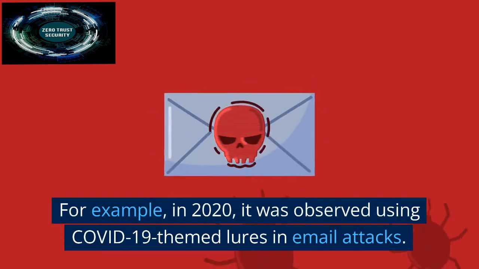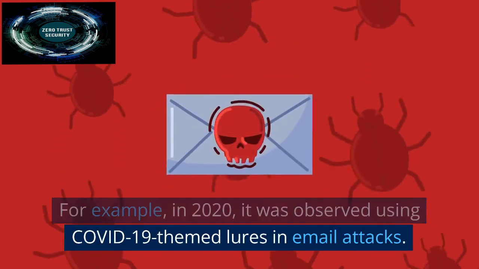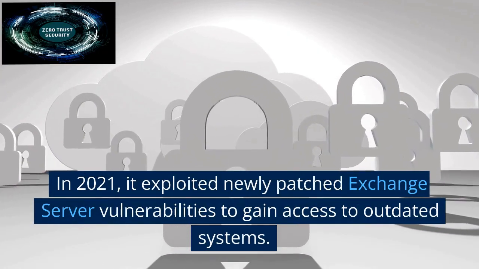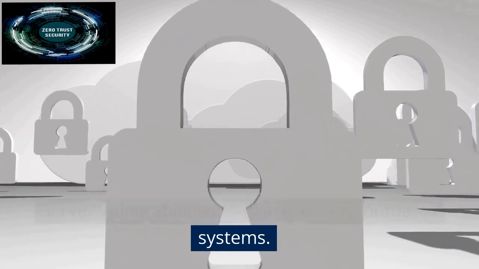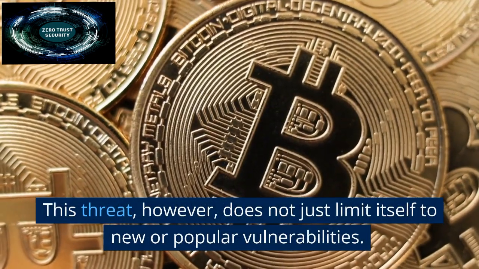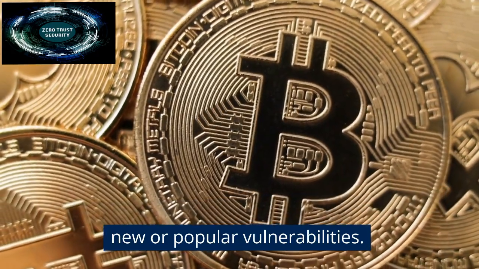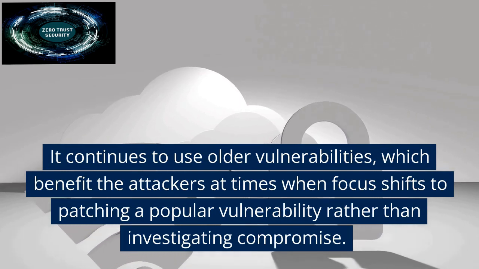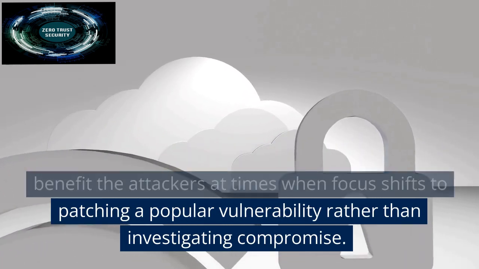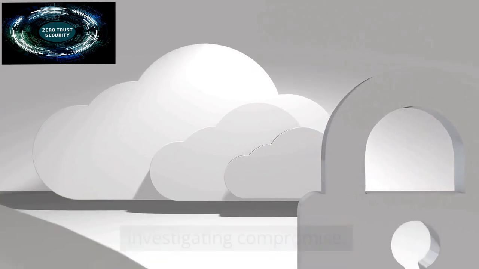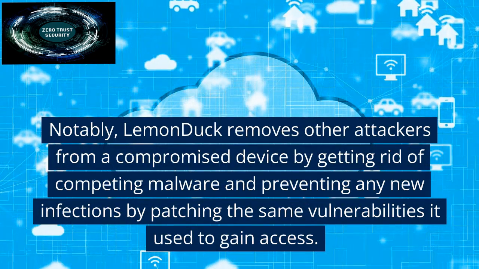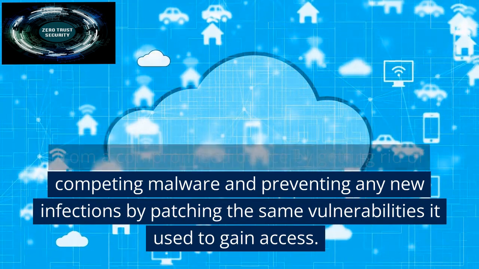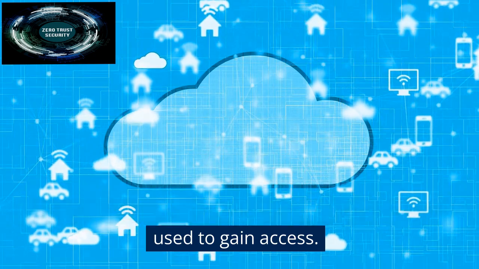For example, in 2020, it was observed using COVID-19 themed lures in email attacks. In 2021, it exploited newly patched Exchange server vulnerabilities to gain access to outdated systems. This threat, however, does not just limit itself to new or popular vulnerabilities. It continues to use older vulnerabilities, which benefit the attackers at times when focus shifts to patching a popular vulnerability rather than investigating compromise. Notably, Lemon Duck removes other attackers from a compromised device by getting rid of competing malware and preventing any new infections by patching the same vulnerabilities it used to gain access.